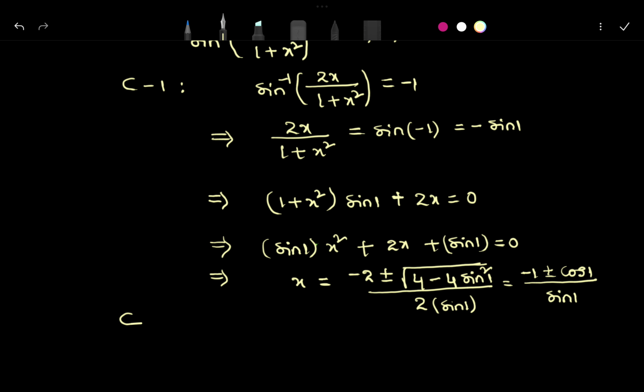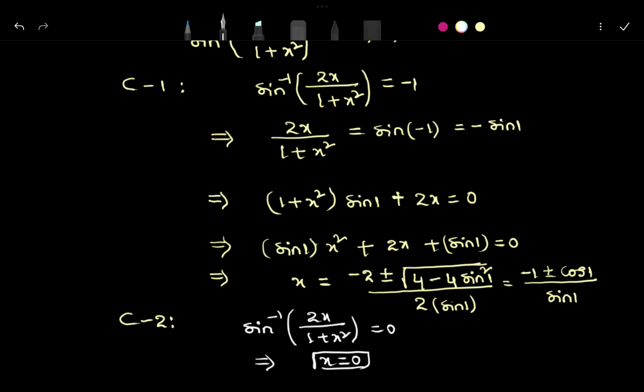Similarly, case 2: sine inverse of 2x by 1 plus x square is equal to 0. From this we can write that x will be equal to 0. Very clearly this is it. So totally, how many x values does the limit not exist at? In case 1, 2 values; in case 2, 1 value.